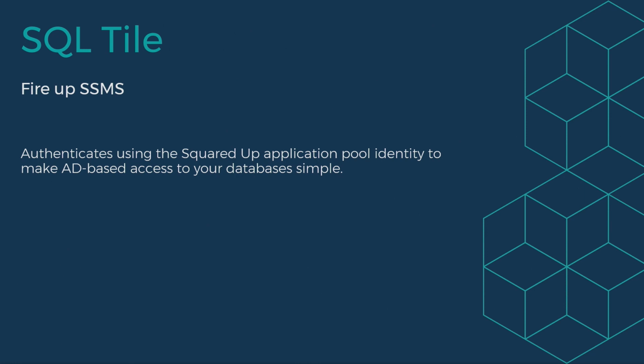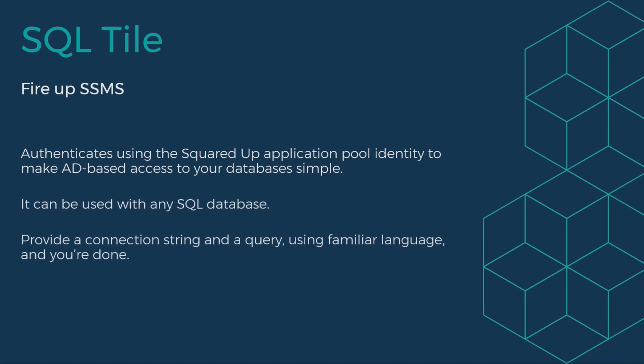Whatever your application pool is running as, be it a network service or a custom identity, if everything is in the same Active Directory domain, then you can use the app pool's identity to authenticate with that external database. So like I said, with any SQL database, all you need to do for the tile is basically give it a connection string and the query, using the familiar language, and you're done, basically.